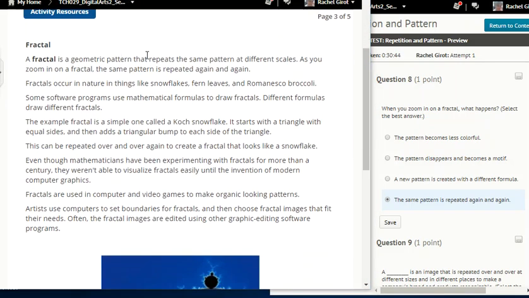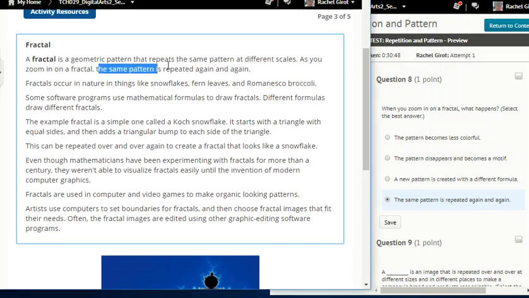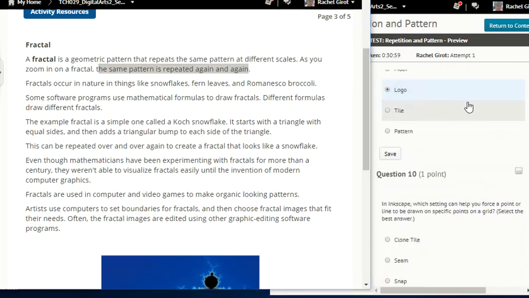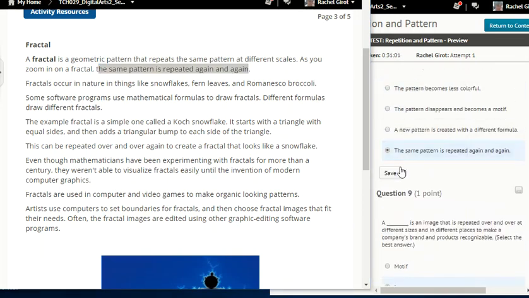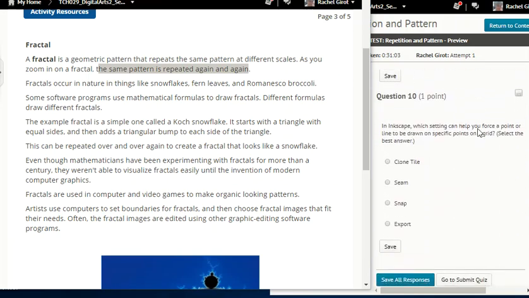Okay, repeats the same pattern at different scales. The same pattern is repeated again and again. That's what I thought. Just make sure that you click save when you answer your questions so you don't lose your work.